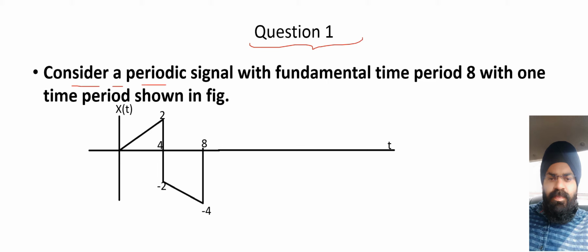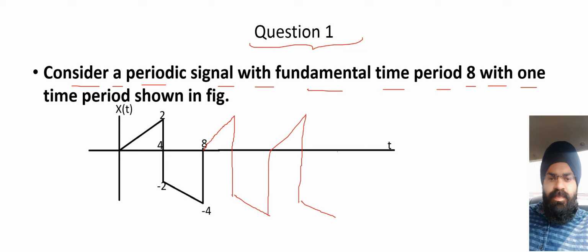Consider a periodic signal with fundamental time period 8, with one time period shown in the figure. This is the periodic signal, or we can say it is a periodic waveform, and one time period is shown in the figure. You can extend this waveform, and this wave will continue like this, and on the negative side also it will extend up to infinity. So this waveform is given.